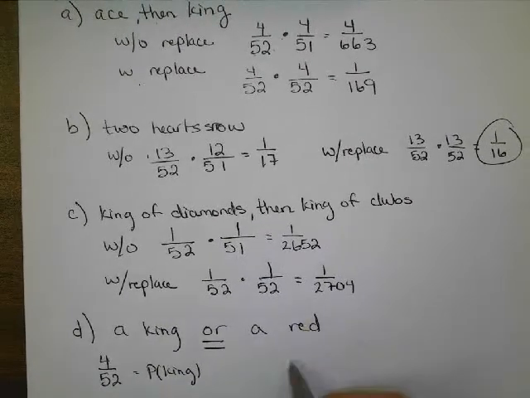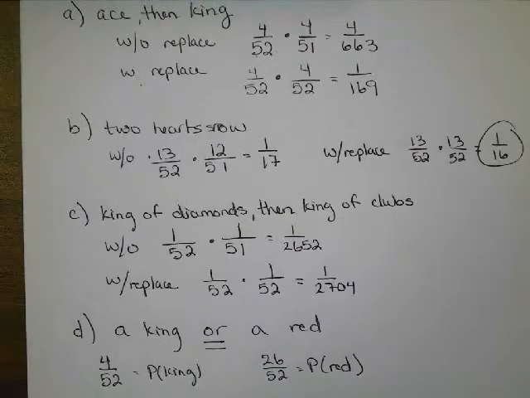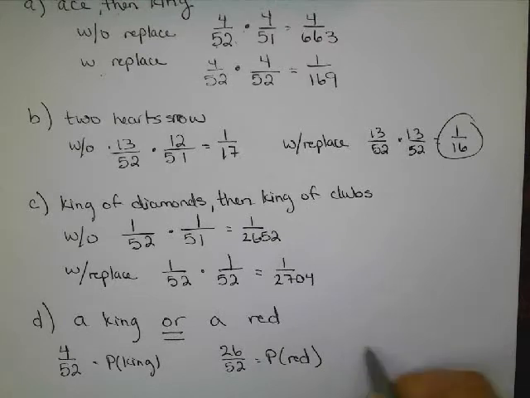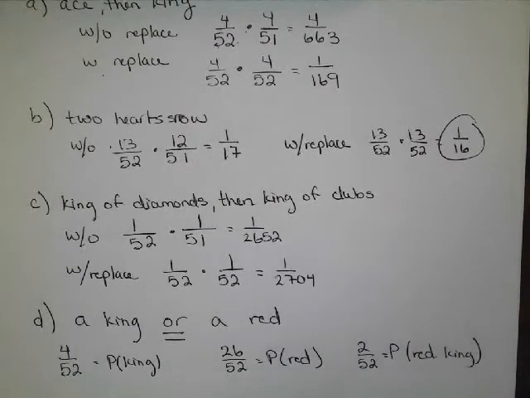The probability of getting a red card is 26 out of 52, because half of the deck is red. However, it is possible to get a red king. The red cards are the hearts and the diamonds, and there is a king of hearts and a king of diamonds. So there are 2 cards out of the 52 that are a red king.